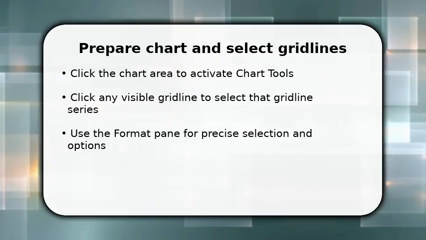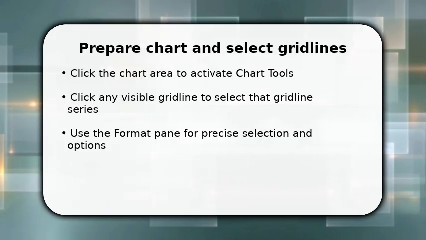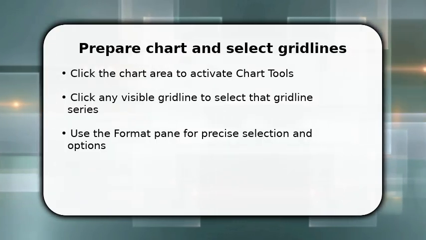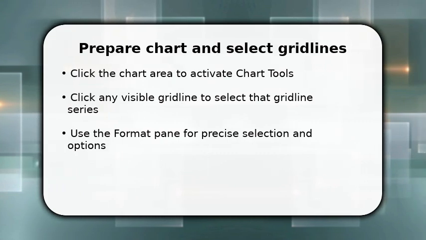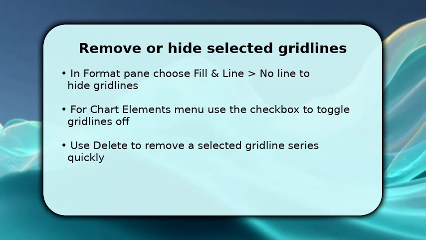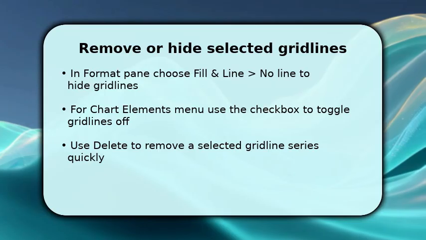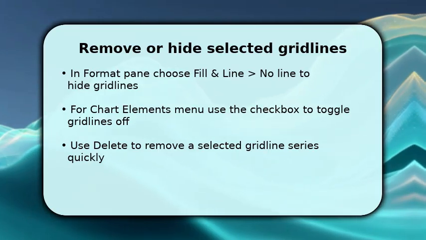Make sure you selected major or minor grid lines depending on what you want removed. This first step avoids changing axes or plot area by mistake and prepares you for the removal action. With grid lines selected, choose Fill and Line in the Format pane and set line to no line. That hides them while preserving axis scales.